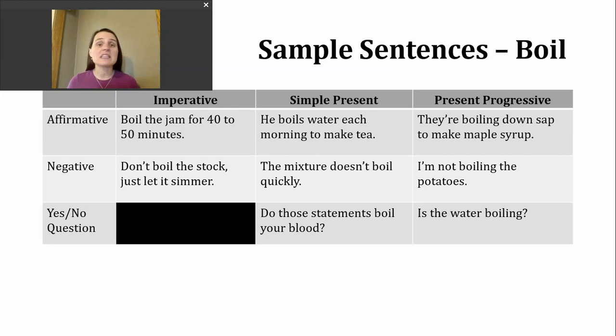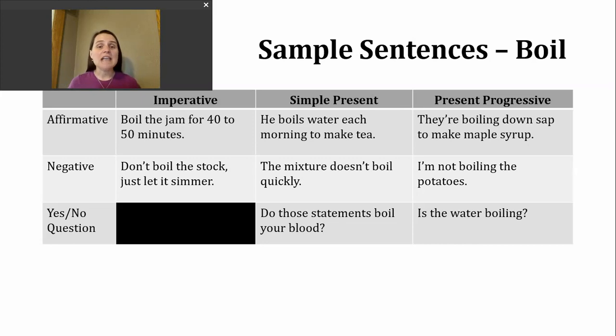We use the simple present to talk about facts, habits, or routines. And in the affirmative, if our subject is I, you, we, or they, our verb is just going to be the base verb. If the subject is he, she, or it, we need to add an S to our verb. So let's take a look at an affirmative example. He boils water each morning to make tea.